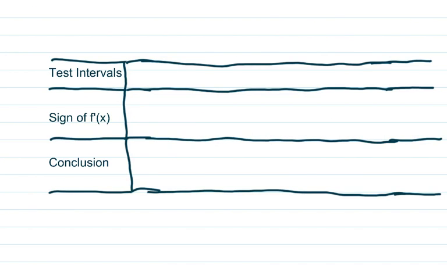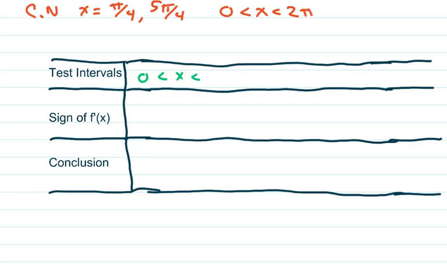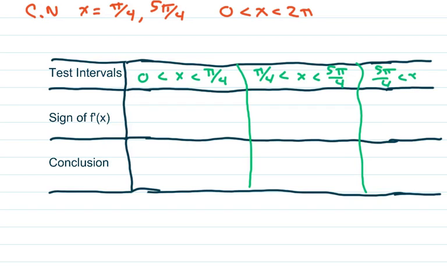So we're going to set up our intervals. Critical numbers are x equals pi over 4 and 5 pi over 4, and we want to go from 0 to 2 pi. So I'm going to set this up from 0, going in order, to pi over 4, then pi over 4 to 5 pi over 4, and then 5 pi over 4 to 2 pi.